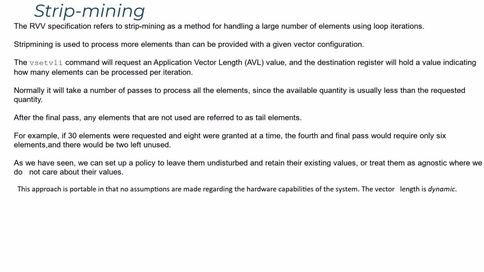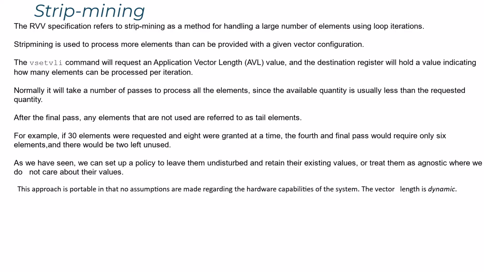The system will then look at this and say, well, okay. I wanted 16 elements but I could only get 8. That's not a problem, I'll just do another pass of a loop, but this time my AVL request will only need to be 8, since I have already processed 8 of my 16 elements. Or if we require 20 elements, there would be 3 loop iterations with the AVL requests being 20 for the first pass, 12 for the second pass and only 4 for the third and final pass.